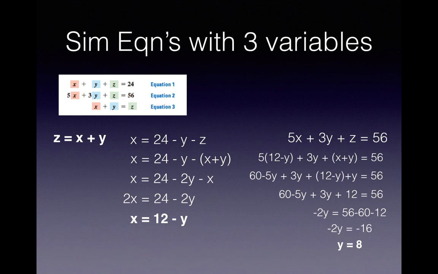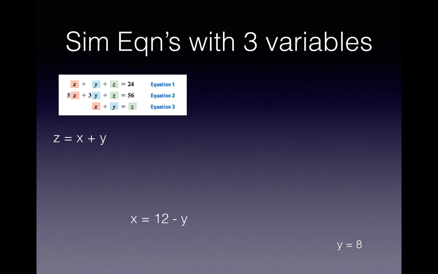Now I need to find what x is. So let me get rid of all of the rough work. What I would do is put the y equals 8 into the second equation. That would give me x equals 4. And then I'd put the x equals 4 and the y equals 8 into the first equation. And that gives me z equals 12. So there are my answers. X equals 4, y equals 8, z equals 12, which can be written as the coordinate 4, 8, 12, as the point of intersection between the three planes.